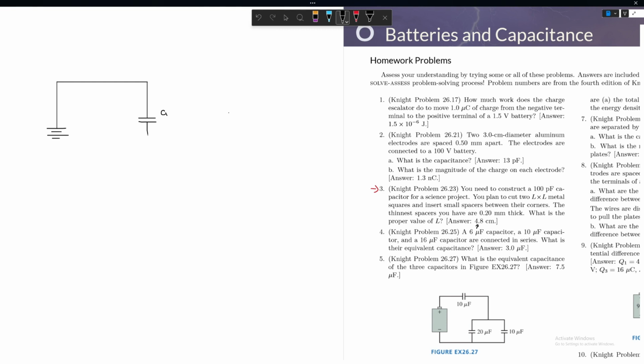And now going down, do I have another capacitor? A 10, oh wait, what is the question? A 6 microfarads capacitor, a 10 microfarads capacitor, and a 16 microfarads capacitor are connected in series. So I have this one, this one, and this one. I just have to draw my diagram. This is C1, that is C2, and that is C3.